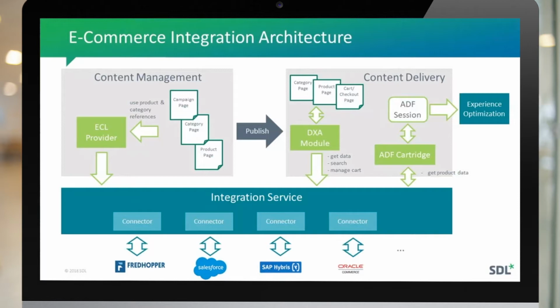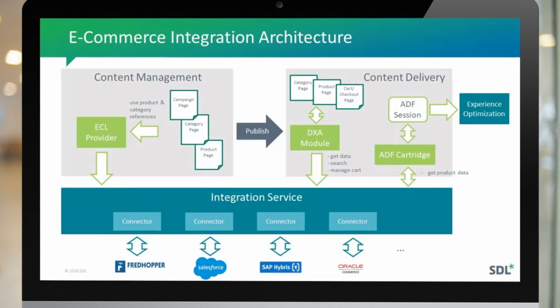On the content management side, there's an ECL provider that exposes products and categories, which you can use on different Tridion pages, such as category pages, product detail pages, campaign pages, etc. When you publish it, you transfer the e-commerce data as references to the delivery site, and then they are resolved at runtime to actual product data with prices, stock values, etc. There's a DXA model that handles all this retrieval of data, like getting product data, doing product search, managing the cart, etc. It's also possible to enable an ADF cartridge to expose e-commerce data, for example the cart data, and do personalization based on what you have in your cart.